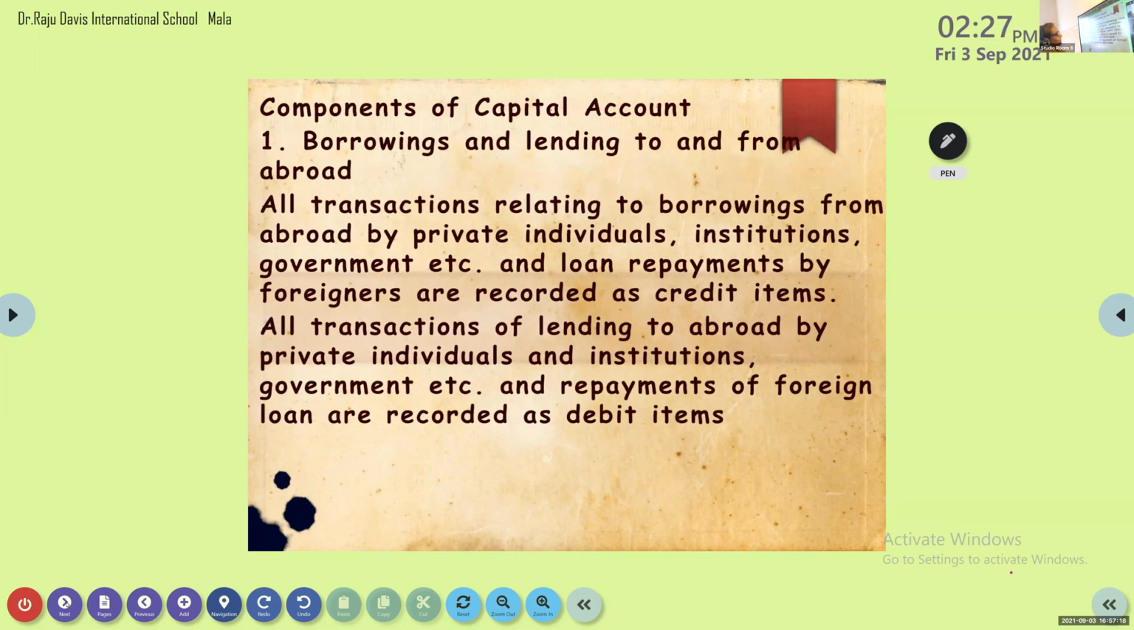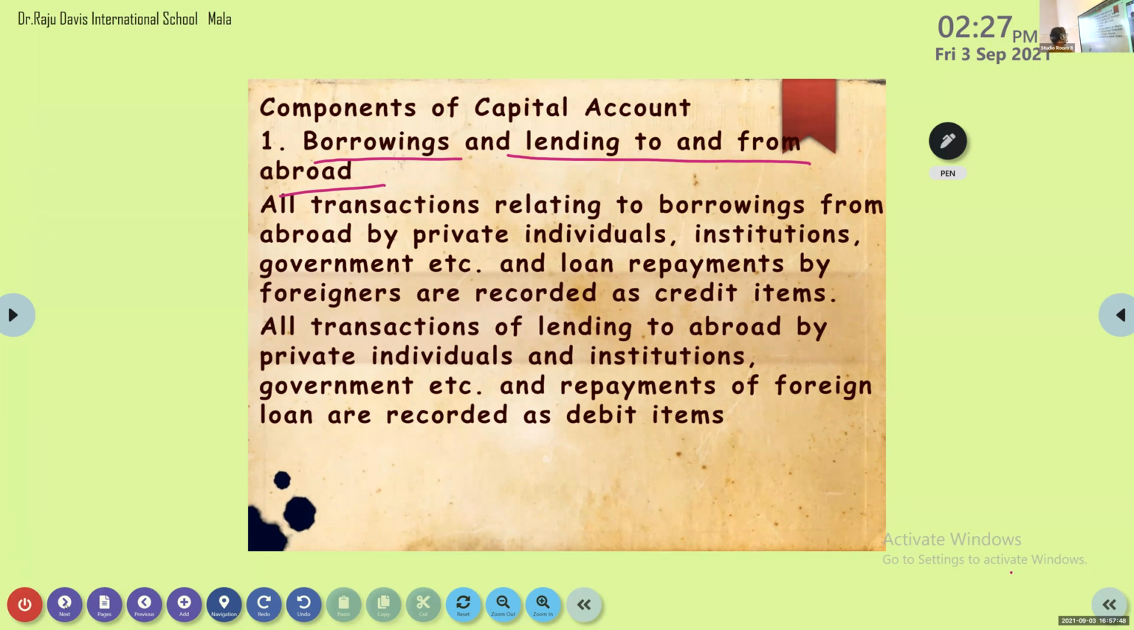Now, what all things are coming in the capital account? Here, borrowings and lending to and from abroad. Either we can borrow or we can lend. When we say borrowings, is it a receipt? Is it an inflow or is it an outflow?